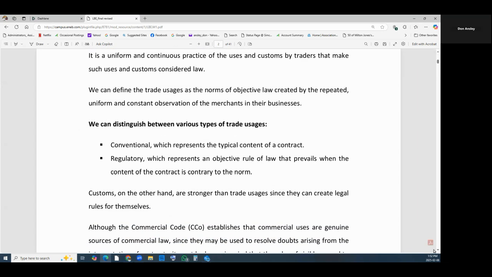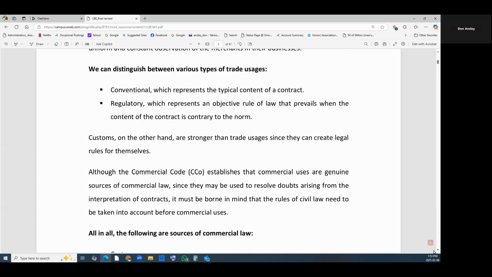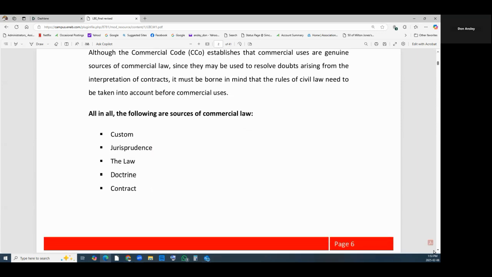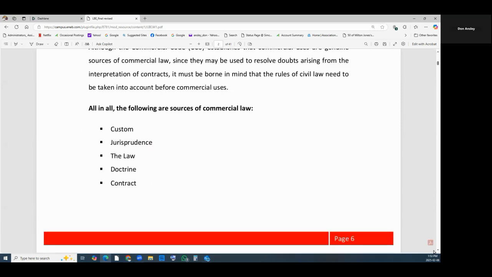We can distinguish between various types of trade uses: conventional, which represent the typical content of a contract, and regulatory, which represents the objective rule of law that prevails when the content of the contract is contrary to the norm. Customs, on the other hand, are stronger than trade usages since they can create legal rules for themselves. Although the Commercial Code establishes that commercial uses are genuinely sources of commercial law, since they may be used to resolve doubts arising from interpretation of contracts, it must be borne in mind that the rules of civil law need to be taken into account before commercial uses. All in all, the following are sources of commercial law: the custom, the jurisprudence, the law, the doctrine, the contract.